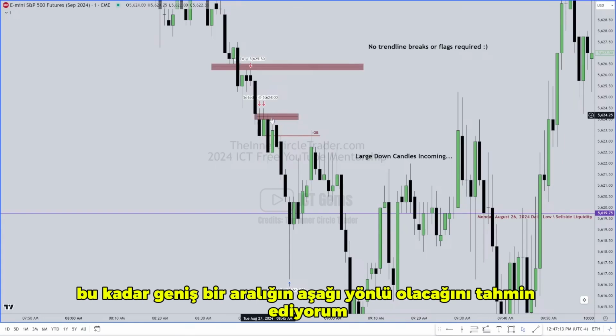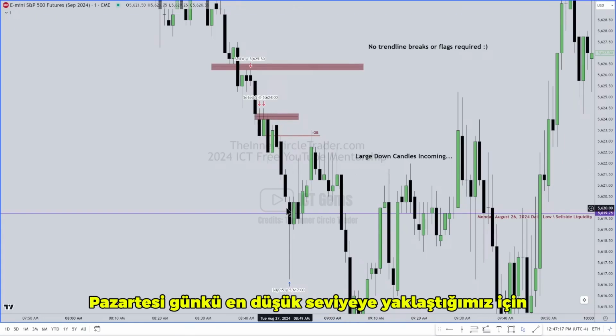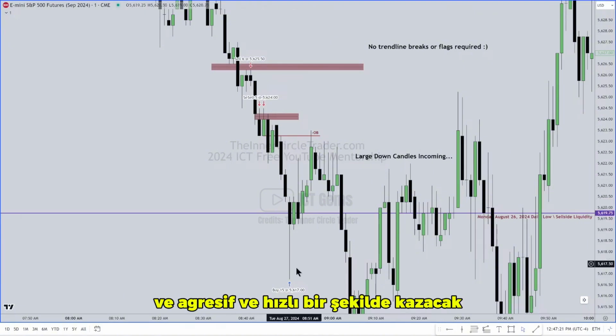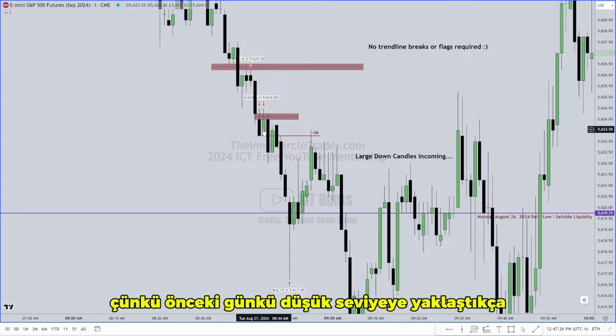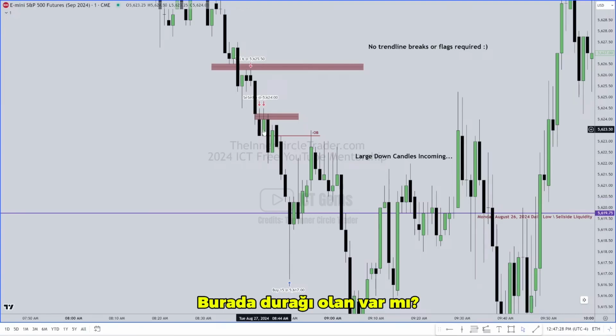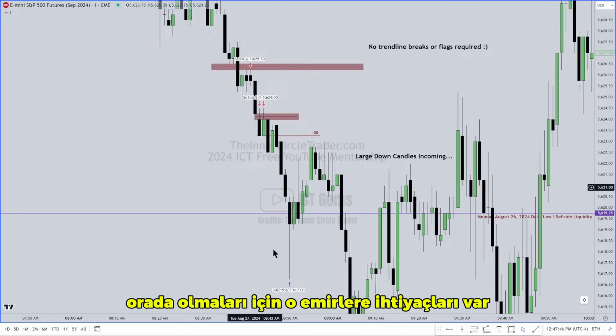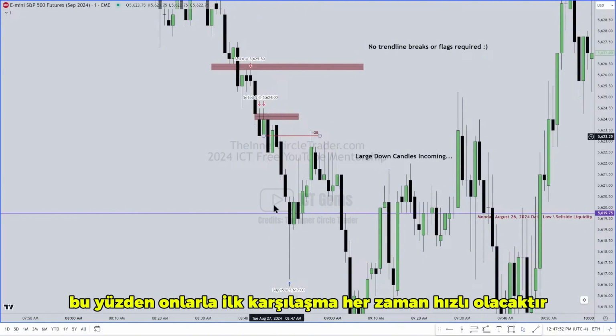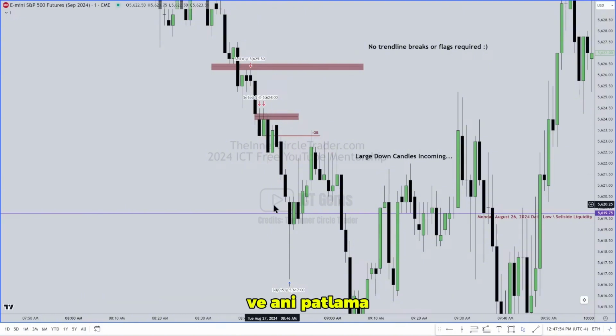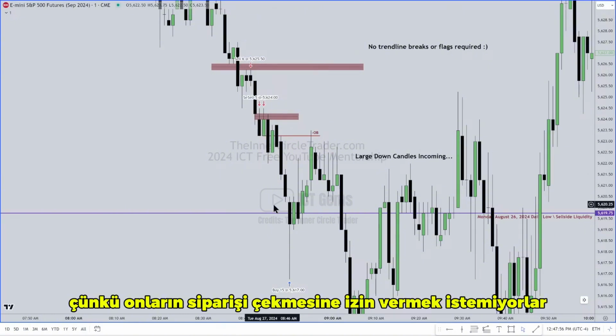So anticipating this large range down is because we were approaching Monday's low, and it's going to dig aggressively and fast to get down there and get those orders. Because as it's going closer to that previous day's low, anyone that has their stop down there has the ability to do what? Quickly say, I'm getting out and I'm going to protect myself and remove the order. But anyone that's short, they need those orders to be there to get out. So the first run into them is always going to be fast and sudden. Boom, sudden, real quick. Because they don't want to let them pull the order.